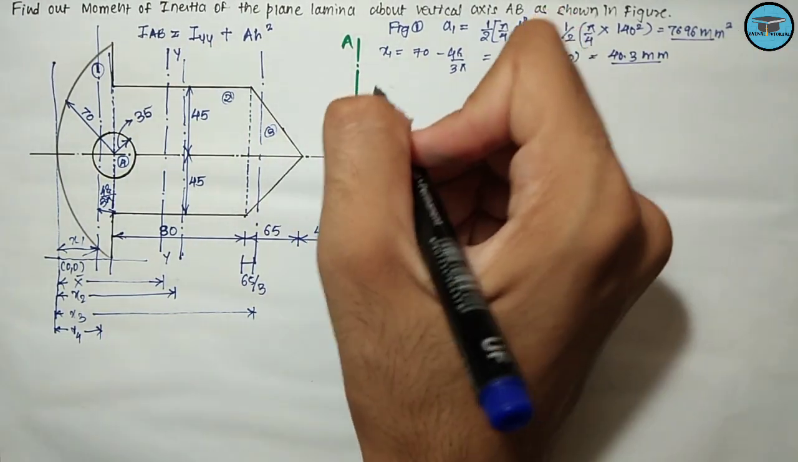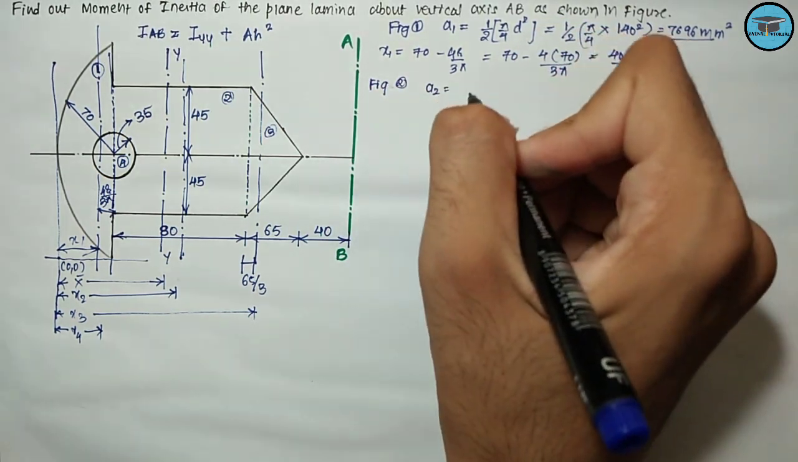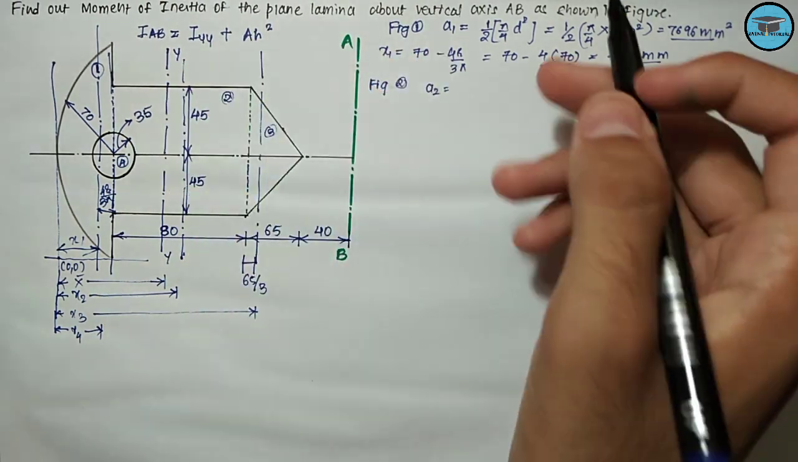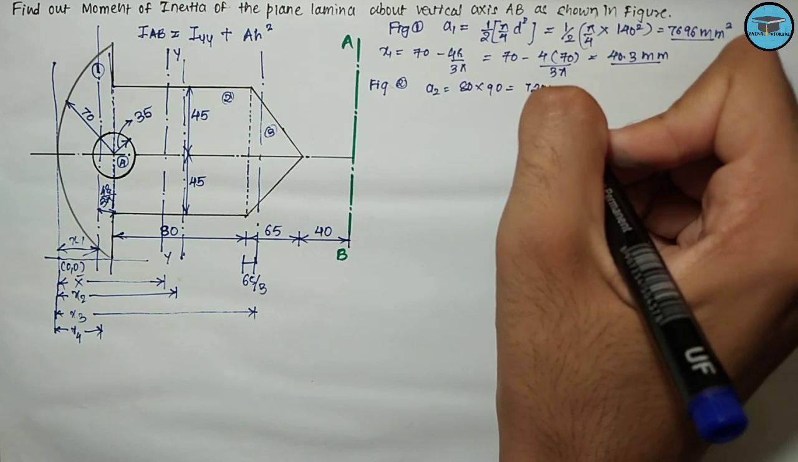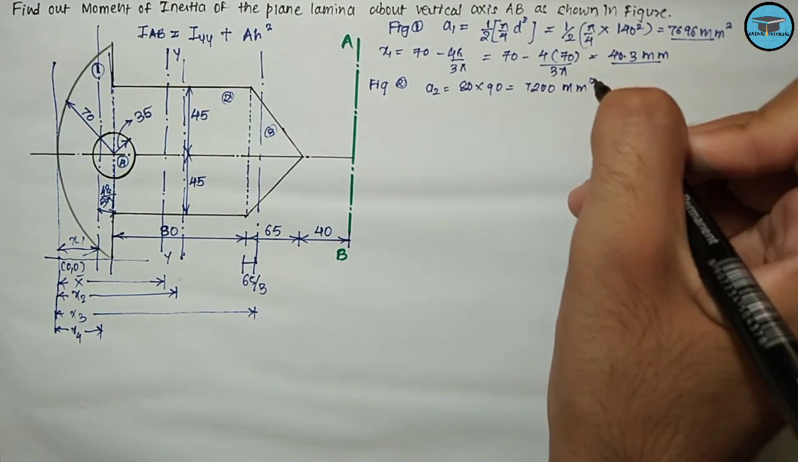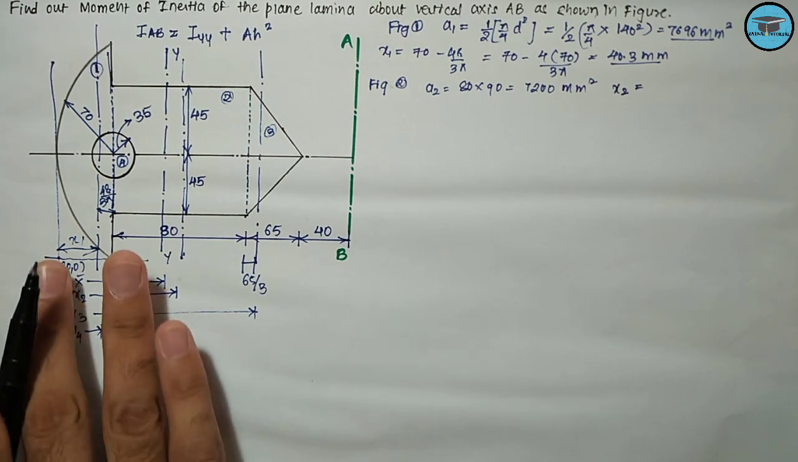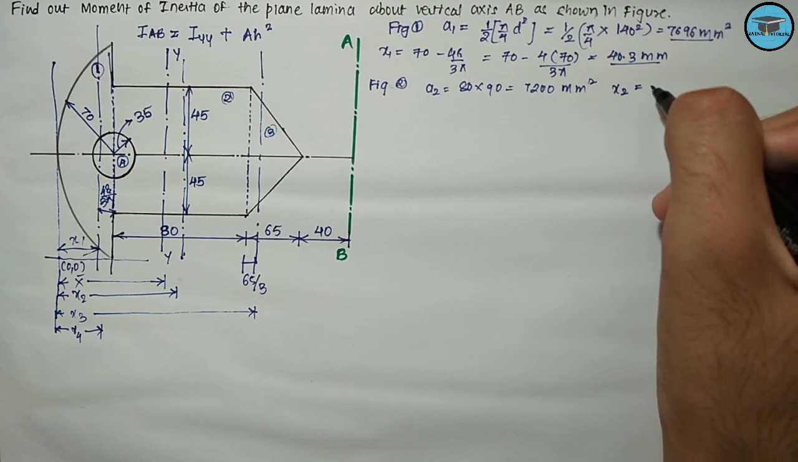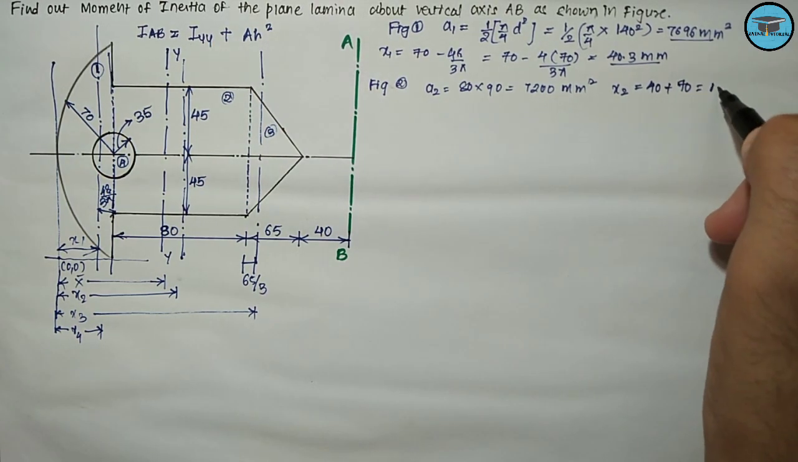Okay, similarly for the figure 2, the area can be given as 80 into 90, and the value comes out to be 7200 mm square. And the value of x2 can be given as half of this much distance, that is 40, plus 70. So it can be given as 40 plus 70, that is equals to 110 mm.